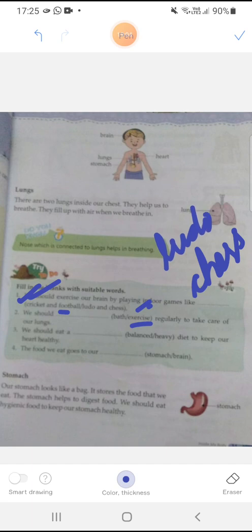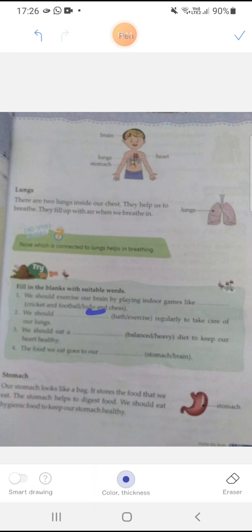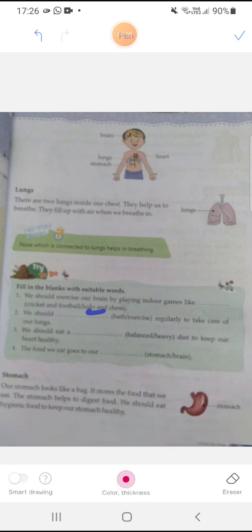I did not see the options. So what will be the first answer? First answer will be ludo and chess. All of you have to mark the answer in your book. You mark with pencil ludo and chess.